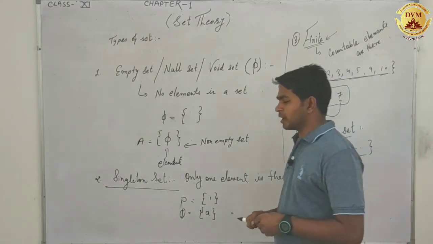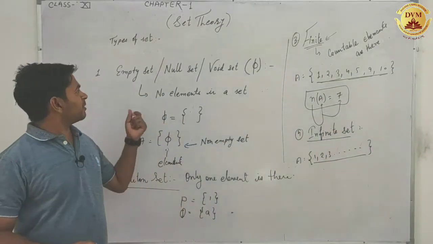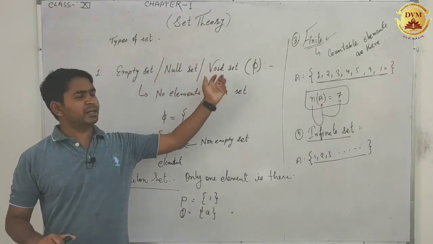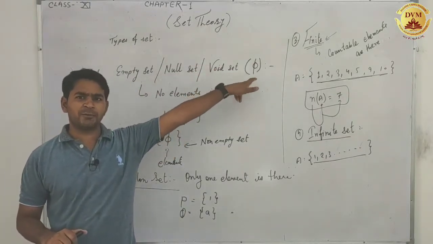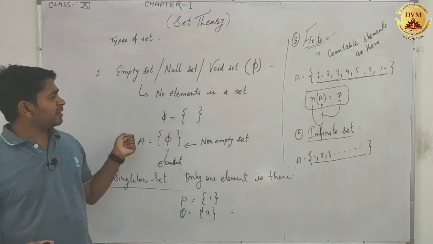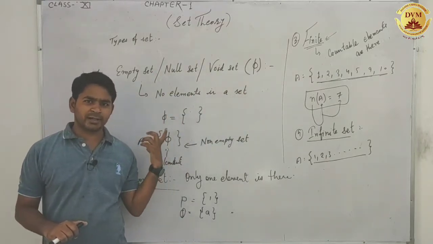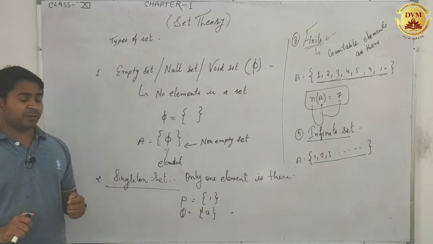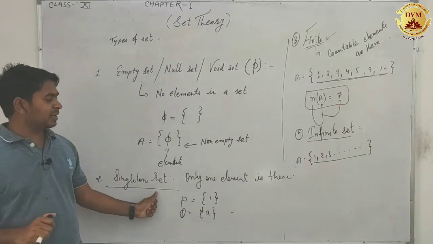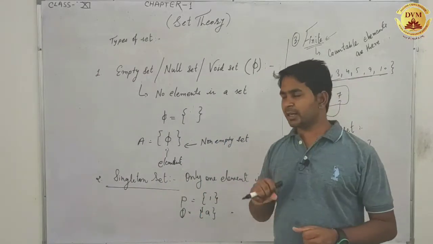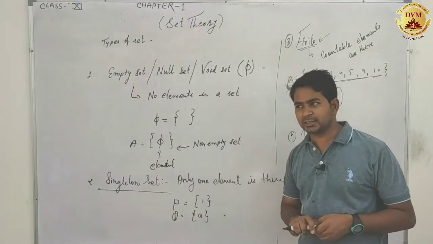Understand? So I am repeating again. First of all, the empty set can be called a null set or void set, and when there are no elements in a set, then it is called an empty set. And a singleton set means there is only one element, and then it is called a singleton set.